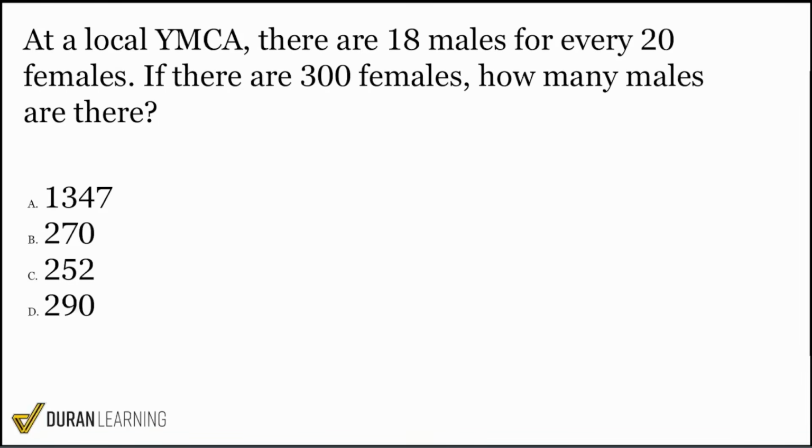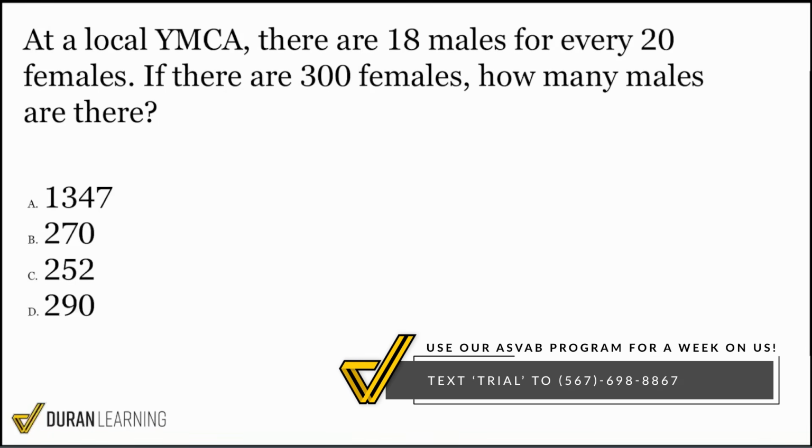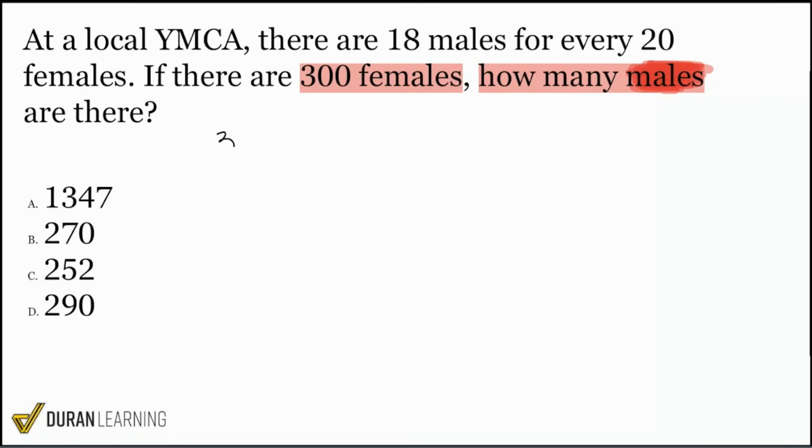So here we go. First things first, as always, read the question sentence. So this says, hey, if there are 300 females, how many males? How many males at this local YMCA? Okay, we have 300 females. How many males? That's what we're looking for there. So let's just write that down. 300 females right there. And then we have a blank number of males.